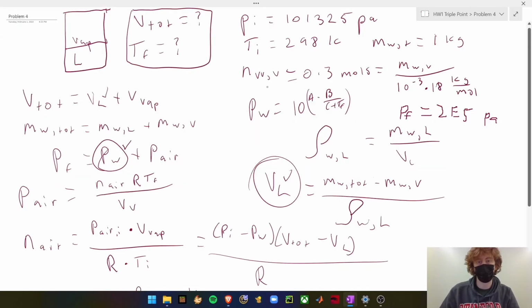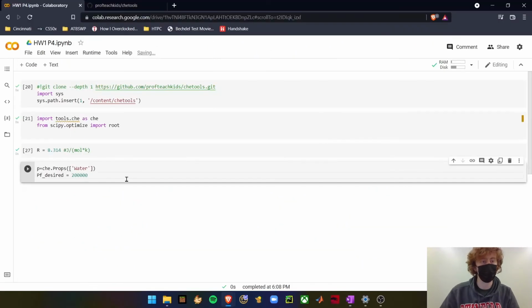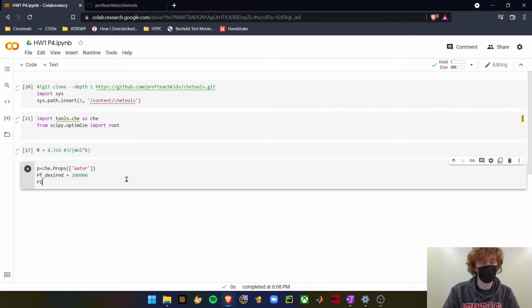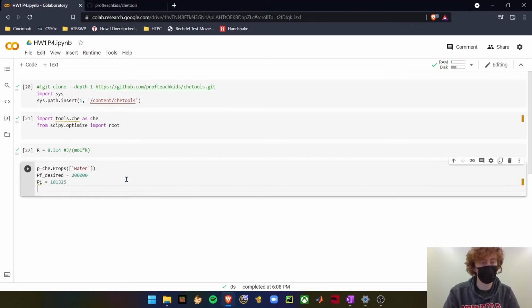We know that our initial pressure is 101,325 pascals, and our initial temperature is 298 Kelvin. So we can go ahead and say pressure initial equals 101,325, and our temperature initial is equal to 298 Kelvin. We could write the units with these, but I'm going to skip that for now, just assuming we're using standard SI units for everything.